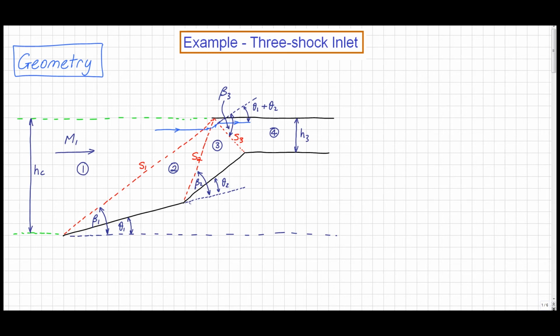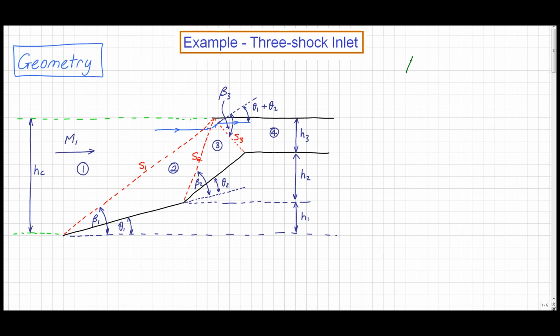The last bit of geometry I want to look at is what these heights here are. So the first surface has a vertical height associated with its length and its angle, and we'll call that h1. The second surface has some length and it's at some angle, we'll call that height h2. So that h1 plus h2 plus h3 is equal to the capture height hc.